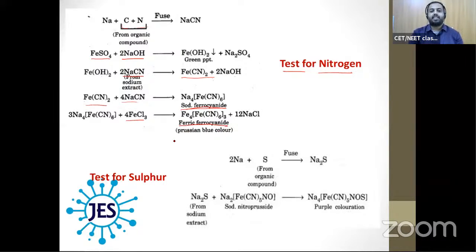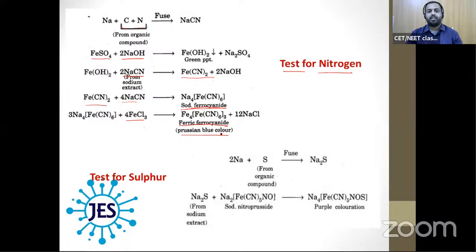Ferriferrocyanide has a characteristic Prussian blue color. So this is how one can identify or test for nitrogen.